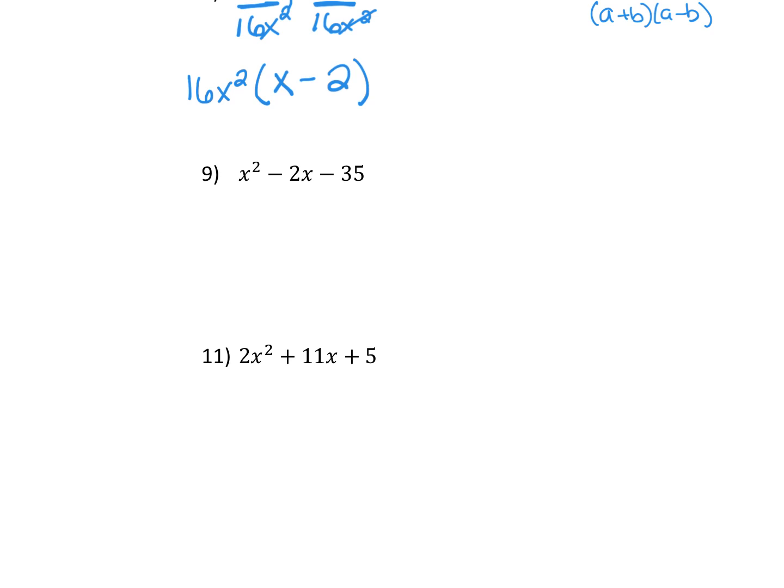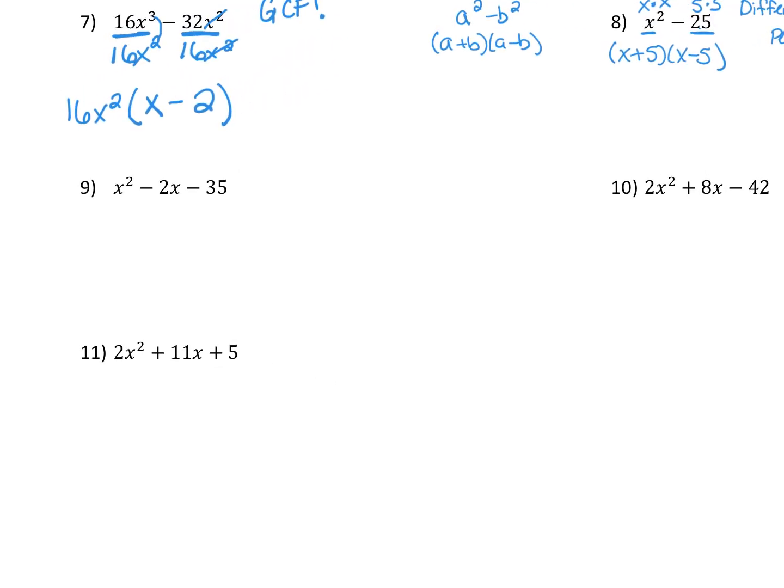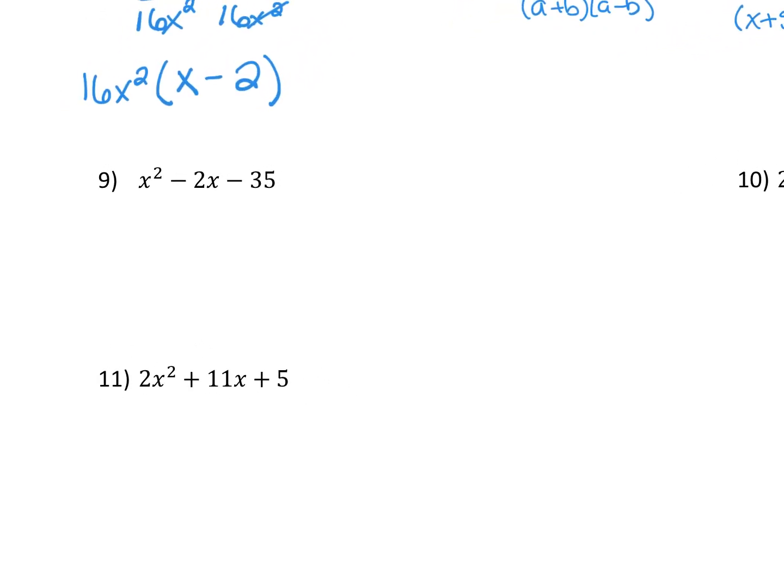Now 9, 10, and 11 are trinomials, and they're each going to be factored a little bit differently. When we have an a value of 1 or nothing in front of our x squared, we're just going to focus on what multiplies to our c value, which in this case is negative 35, and adds to our b value, which in this case is negative 2.